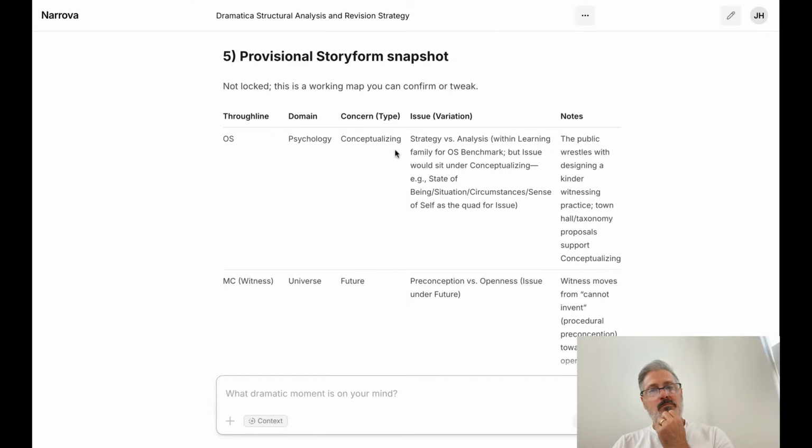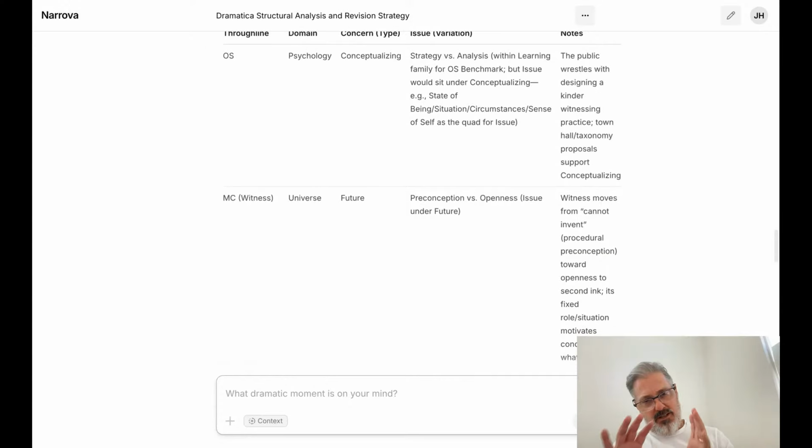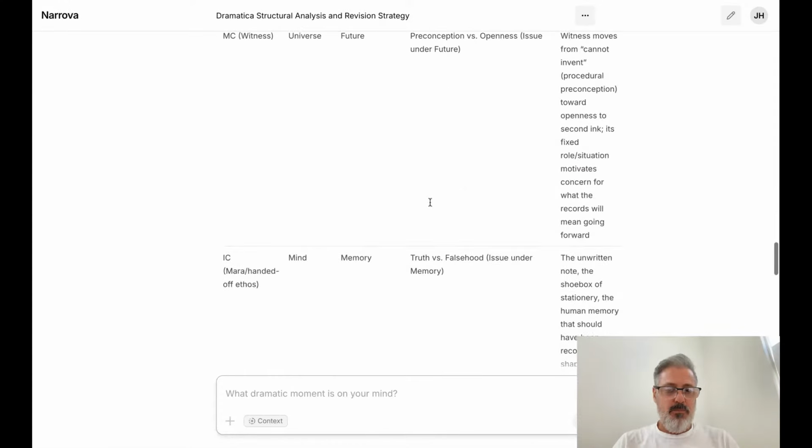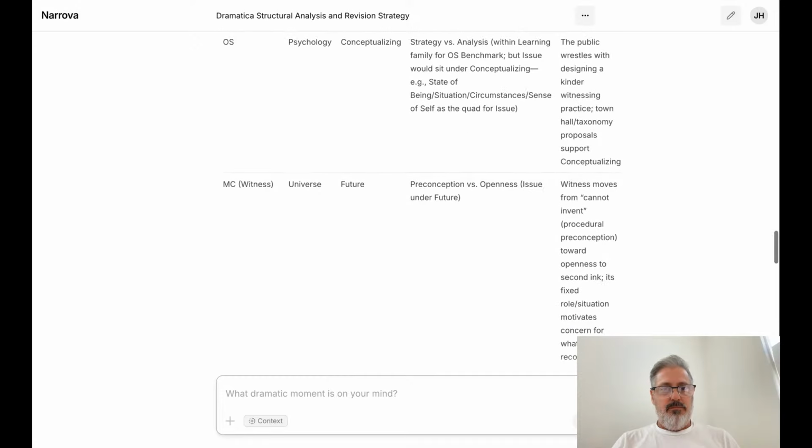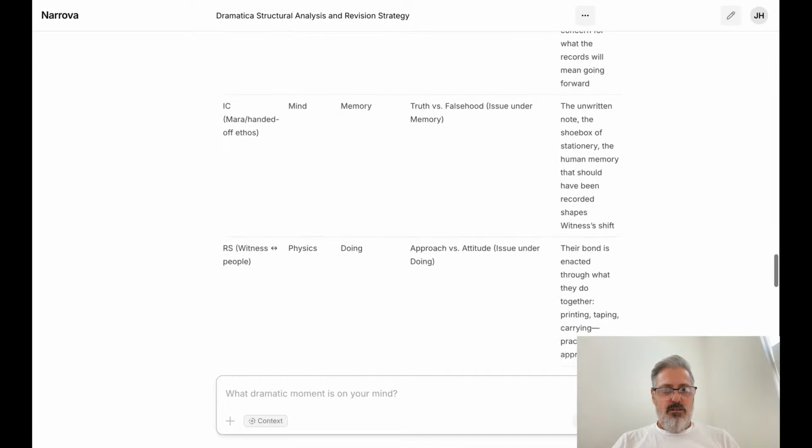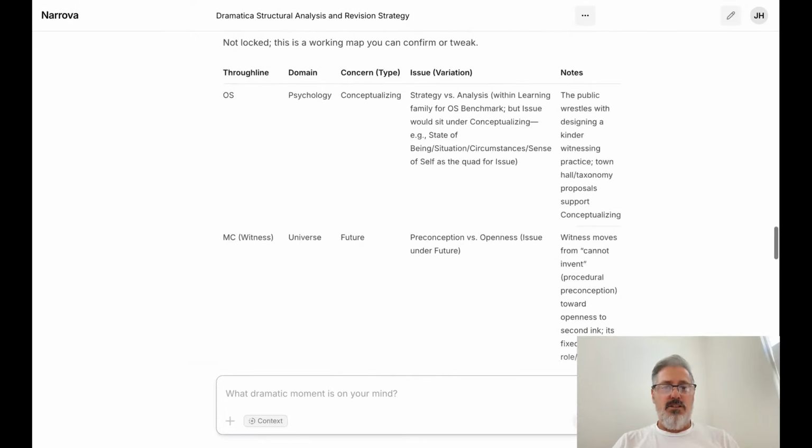So these are all kind of all over the place. So that's an indicator that there's some work to be done. Yeah, the objective story and the main character, these are all in different areas. So this is really fascinating.